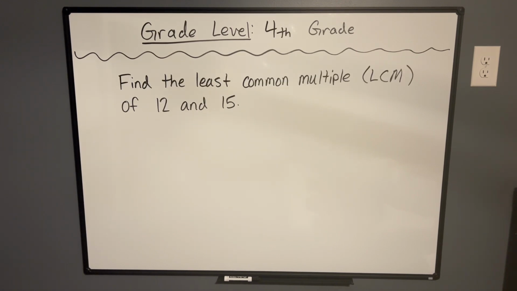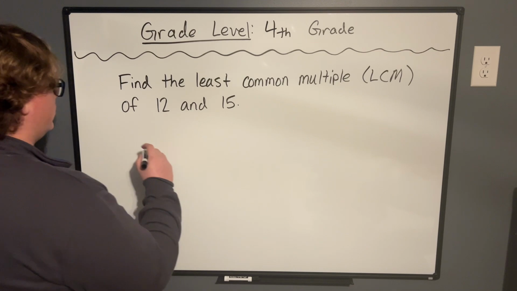All right, so here we are in the 4th grade. This question says, find the least common multiple, or the LCM, of 12 and 15. So there's a lot of ways we can go about this. Some people like to break them down into their common factors, but I think for this question in particular, it's going to be easier if we just write out the multiples of 12 and 15.